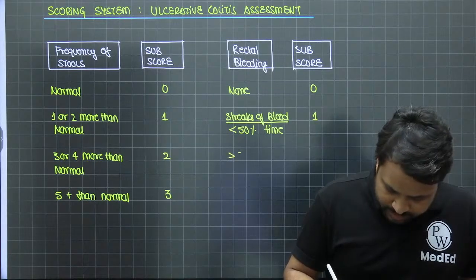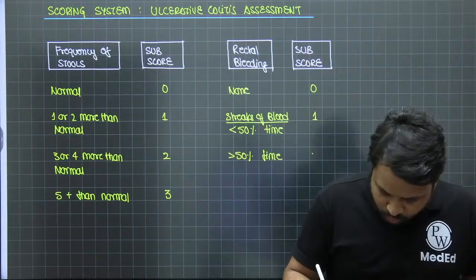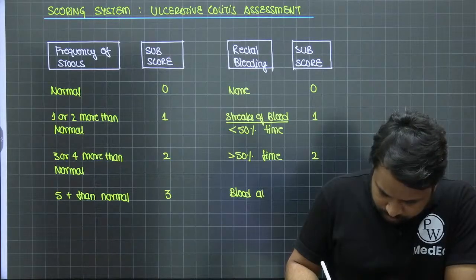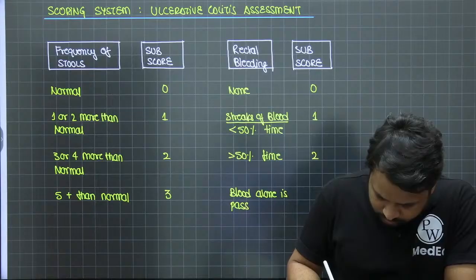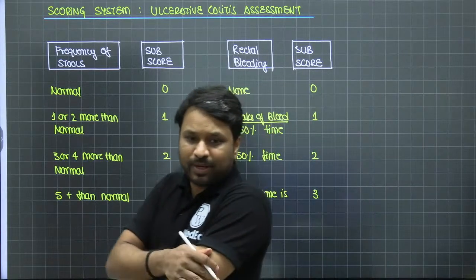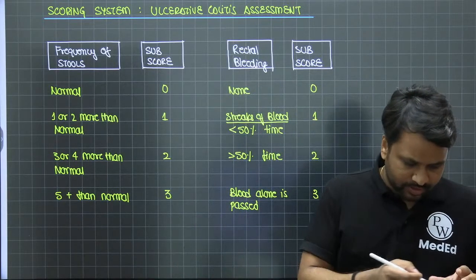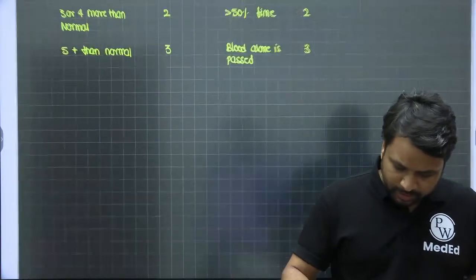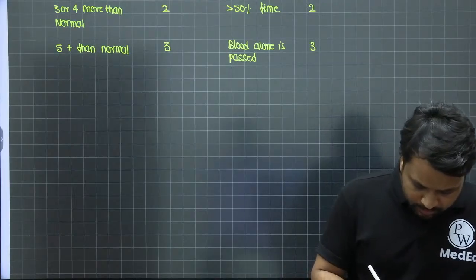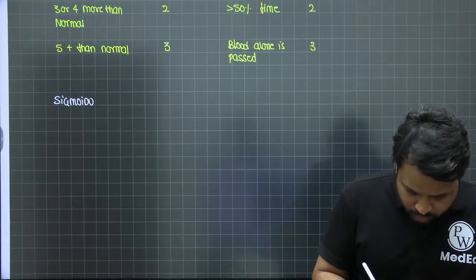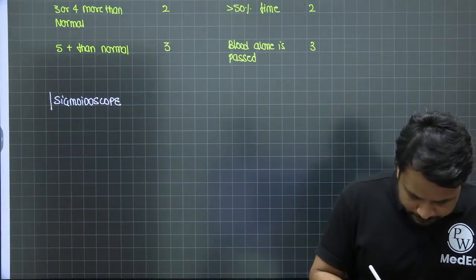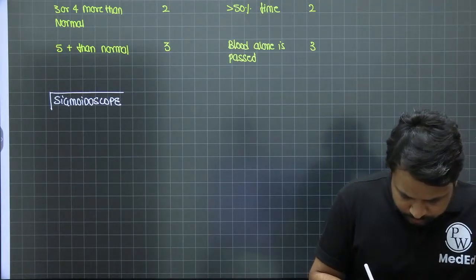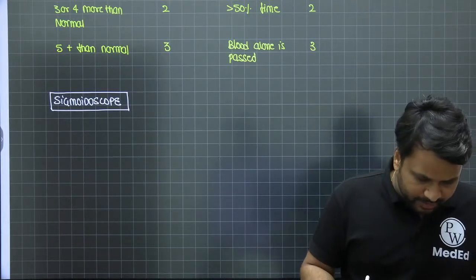If it is more than 50% of the time, a score of 2 is given. If blood alone is passed, a score of 3 is given. Right? Now, the third component, where you would do a sigmoidoscopy. So based upon the sigmoidoscope, what are the findings that you have, right?